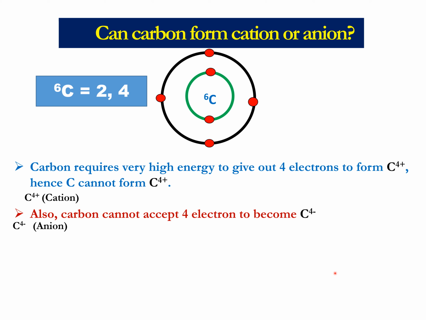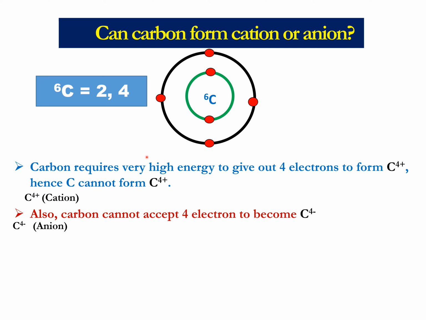So again, C4- is not possible, as this would lead to repulsion, as there will be 10 electrons when there are only 6 protons. So, in order to overcome this repulsion, it will require energy. So, based on this reason, carbon cannot form C4-. So, carbon cannot form cation.